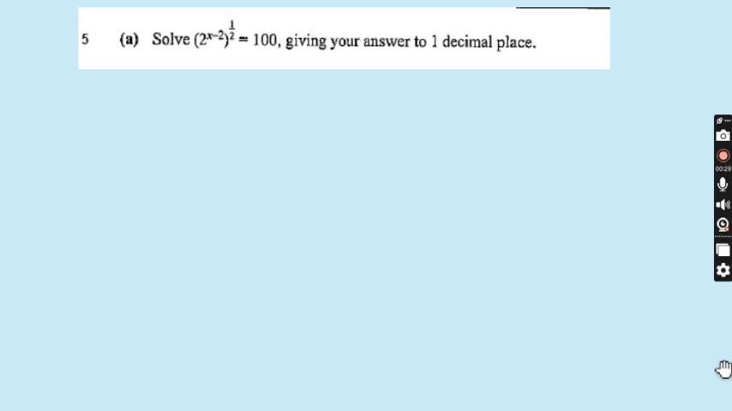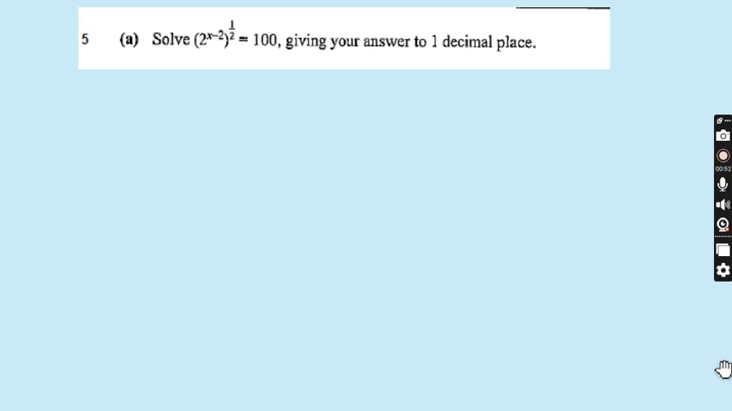Students, in the last lecture we did some questions of logarithm from past papers, paper 1. Today we will do some more questions of logarithm, but this time I choose paper 2.